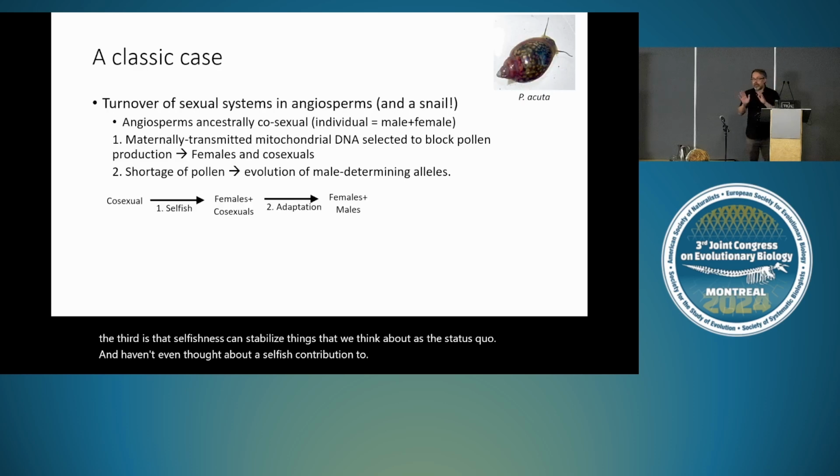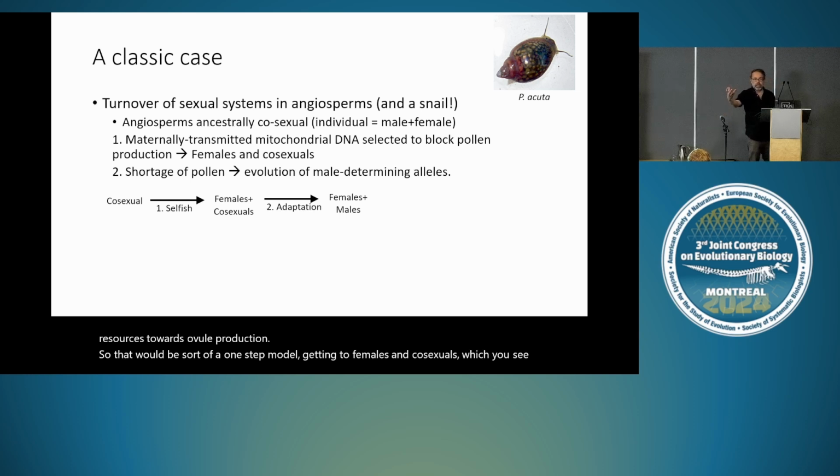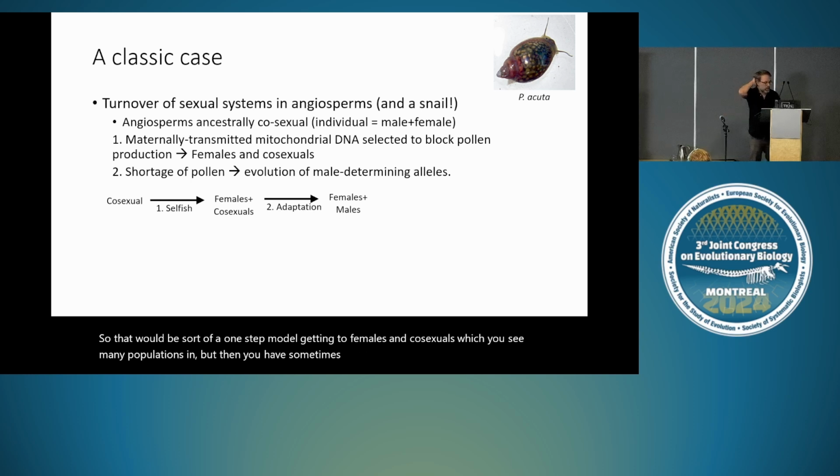This is hardly a new idea. Here's a classic case, turnover of sexual systems in angiosperms, and recently it was found in a snail. So angiosperms are ancestrally co-sexual, with an individual having both male and female functions. But you see again and again that mitochondrial DNA has evolved to thwart pollen production, presumably to redirect resources towards ovule production. So that would be a one-step model, getting to females and co-sexuals, which you see in many populations. But then you sometimes have further evolution with the shortage of pollen driving evolution of male-determining alleles, leading to separate sexes.